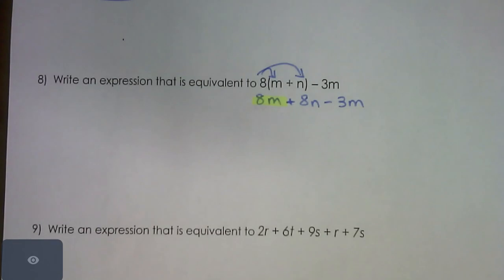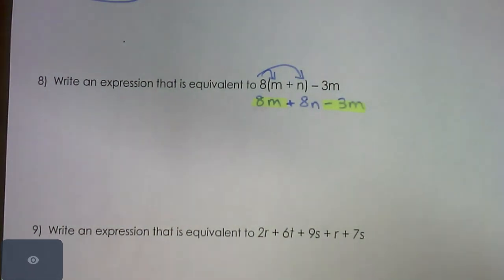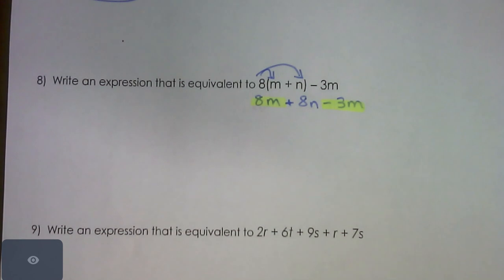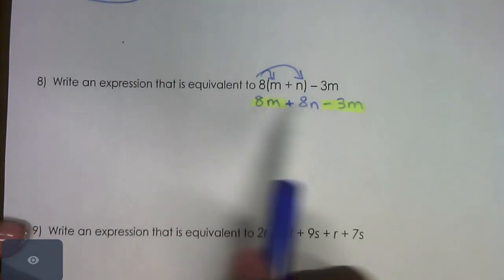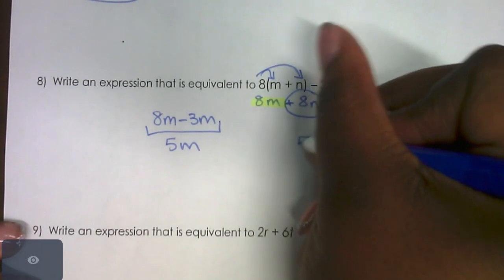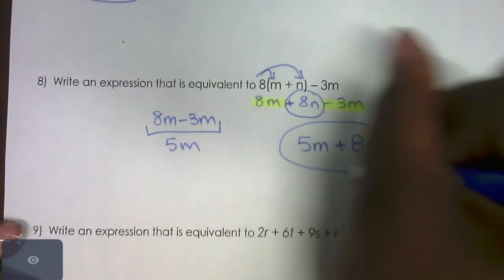But here's what's important. Remember, when you move this 3m, you have to keep the operation symbol so that you know what you're doing here. We're not adding 3m to that 8, we're subtracting. Okay? So I have my 8m minus 3m, and that gives me 5m. So now I have done my 5m, and what do I have left here? Plus 8n. So 5m plus 8n is my final answer.